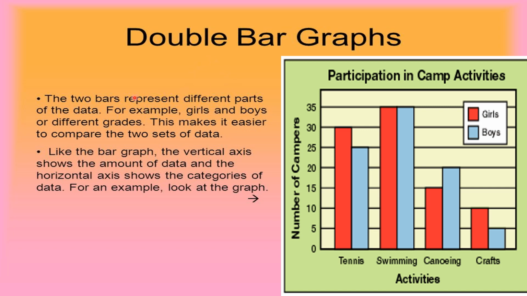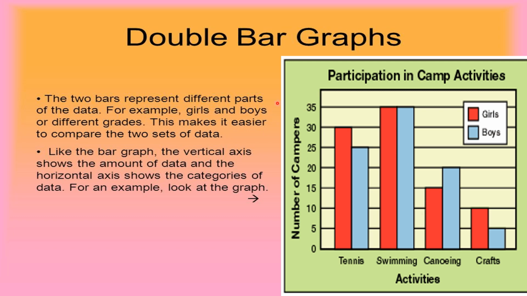In double bar graphs, the two bars represent different parts of the data, for example girls and boys, or different grades. This makes it easier to compare the two sets of data. Yes, remember this thing: double bar graphs are used to compare data.